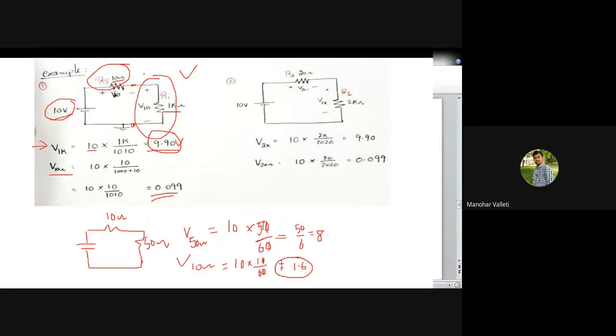Each device will have some power dissipation based on how much voltage appears across it and how much current it is taking. So we can say the power dissipation by the op amp is the current flowing into the op amp and the voltage appearing across the op amp.